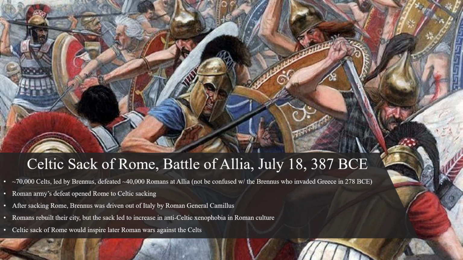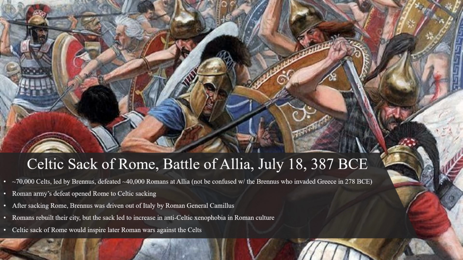The Roman army's defeat after the Battle of Allia opened Rome up for destruction and sacking by the Celts. After sacking Rome, Brennus was eventually driven out of Italy by Roman general Camillus. So he sacked Rome but did not completely conquer the Romans. The Romans would rebuild their city with larger, thicker walls. But this sacking did lead to increased anti-Celtic xenophobia in Roman culture, and the Celtic sack of Rome would inspire later Roman wars against the Celts.